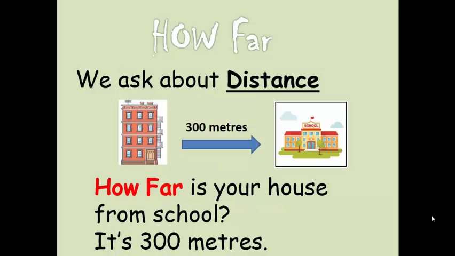Also, we have how far. We use how far to ask about distance. How far is your house from school? This is the distance between my house and my school, 300 meters. So, if we want to ask about the distance between two places, we ask with how far. How far is your house from school? It's 300 meters.